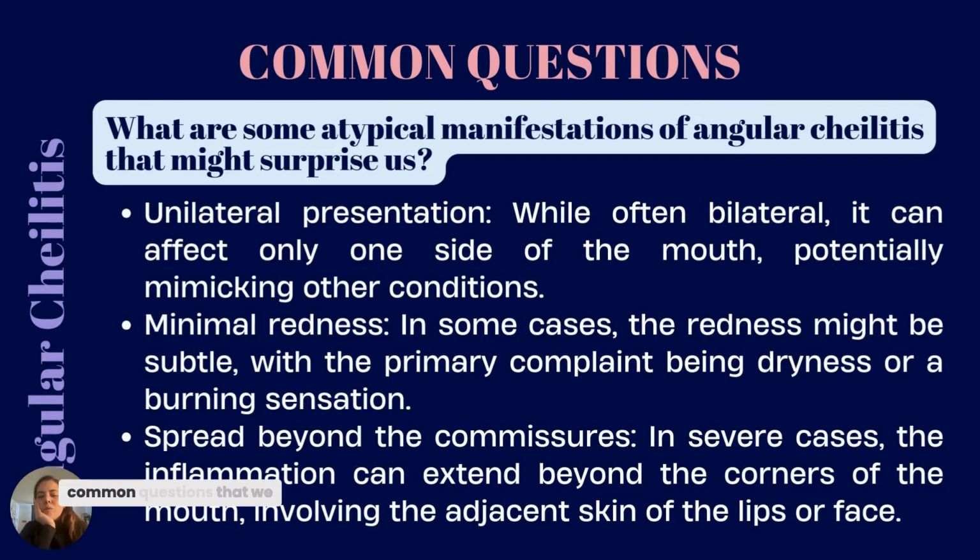So, what are the common questions that we may have regarding angular cheilitis? What are some atypical manifestations of angular cheilitis that might surprise us? Even though it is typically bilateral, angular cheilitis might have a unilateral presentation, with some minimal redness, and it could spread beyond the commissures. In severe cases, this inflammation is going to extend beyond the corners of the mouth and is going to involve the adjacent skin and lips or even the face.